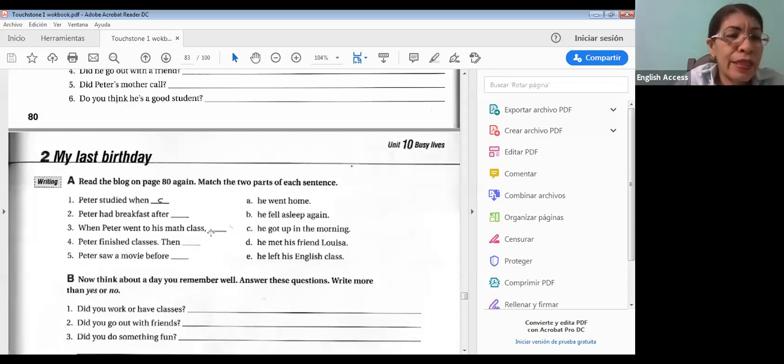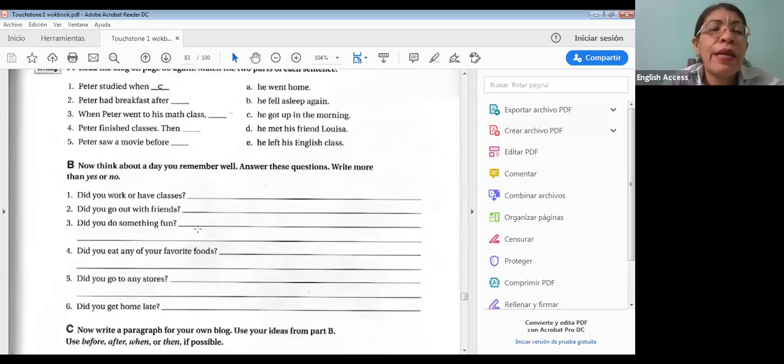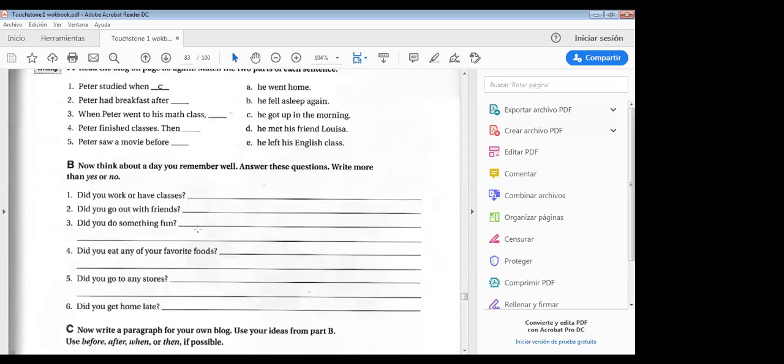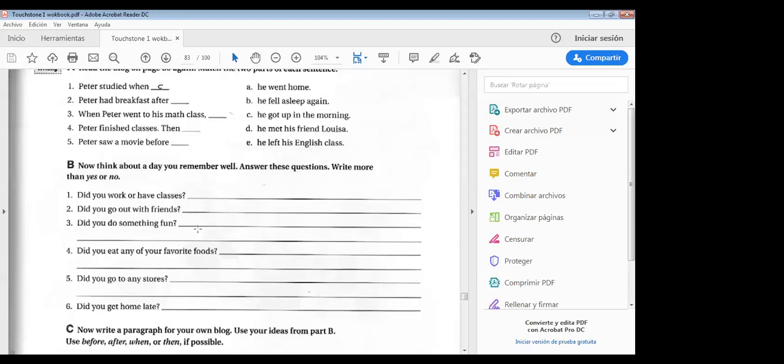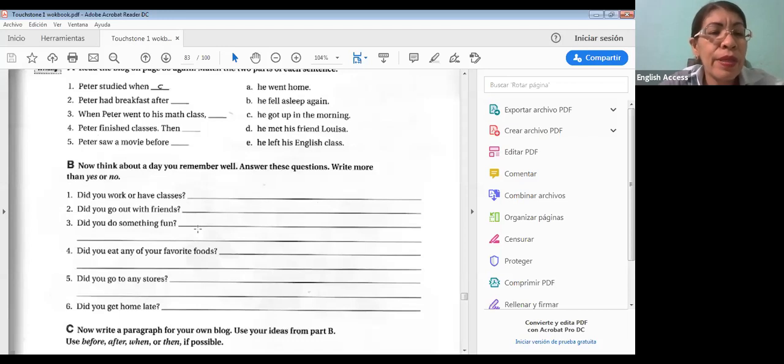Okay, perfect. Letter B says, now think about a day you remember well. Answer these questions, write more than yes or no. So you have to think about any day in the past and you're going to answer these questions. Number one, Abby. Did you work or have class? Classes? Yes, I did. I had English class. Perfect.